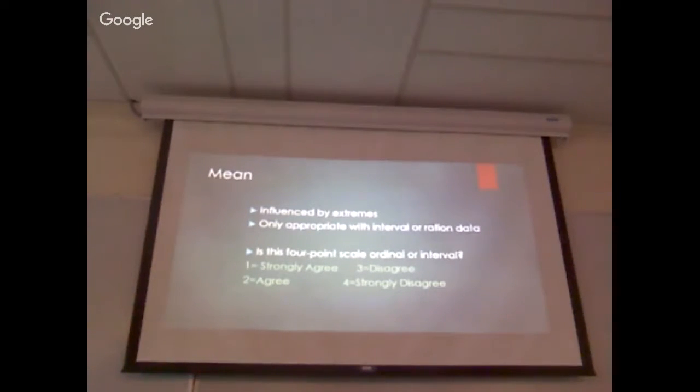Only appropriate with interval, that should be ratio, not ration. Ratio data, like we're talking camping food here. Is this 4-point scale ordinal or interval?